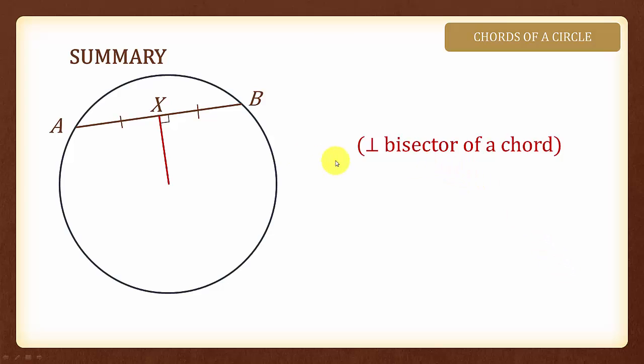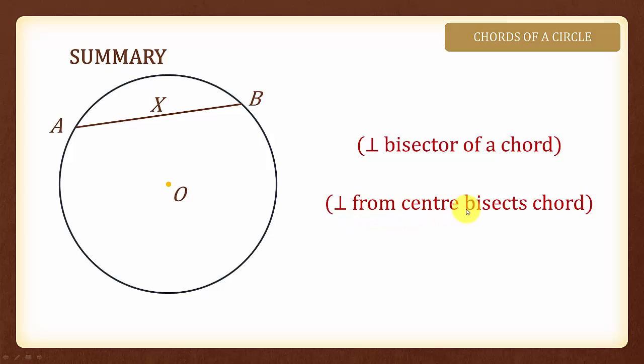In summary, the property perpendicular bisector of a chord means that if we have a 90 degrees line cutting through the center of the chord AB, this 90 degrees line will pass through the center of the circle. Next, the property of perpendicular from center bisects chord means that if we have a 90 degrees line from the center of the circle to the chord AB, this 90 degrees line will cut the chord AB into half. And once again, perpendicular means 90 degrees and bisects mean cuts into half.